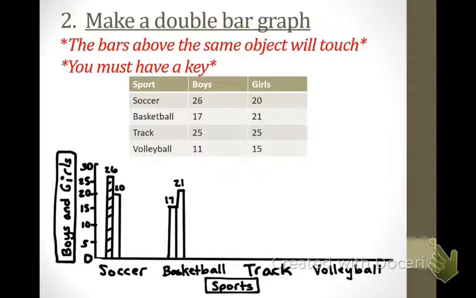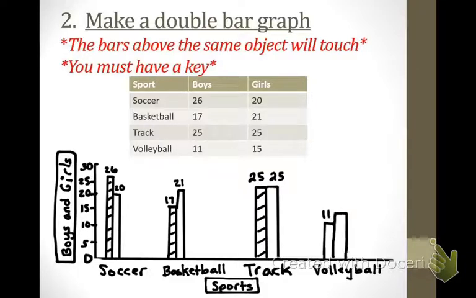Am I finished with the basketball set? No. What should I do? Polka dots. Don't forget to put those stripes in there that show me that's the boys and then the other one's the girls. Next up, Isabel. How many boys played track? 25. And how many girls played track? 25. All right, so once again, there's still going to be a bar for the boys, a bar for the girls, and then we are going to label the boys so it looks a little bit different than the girls. The last one we have is for volleyball. We know that the boys had 11 and the girls had 15.